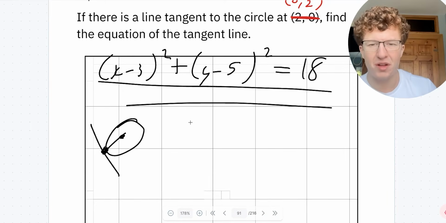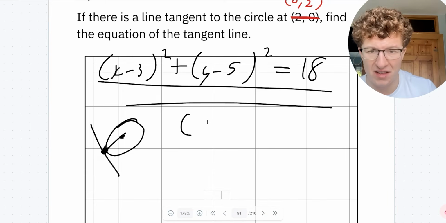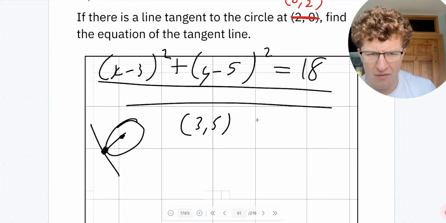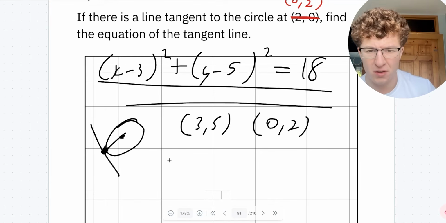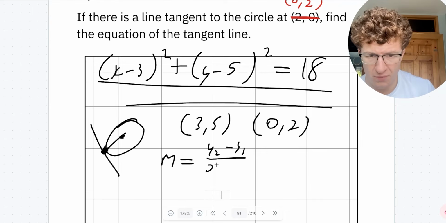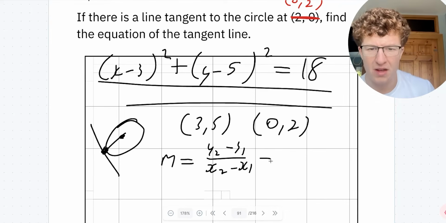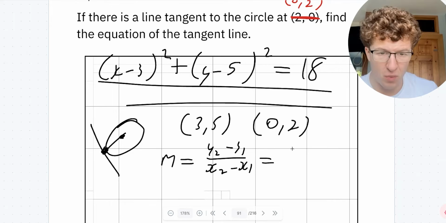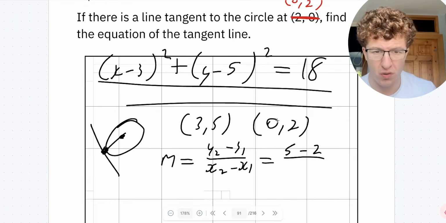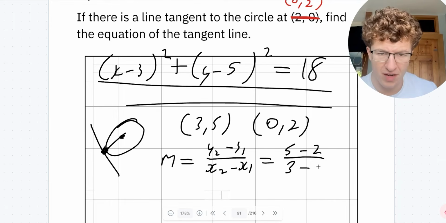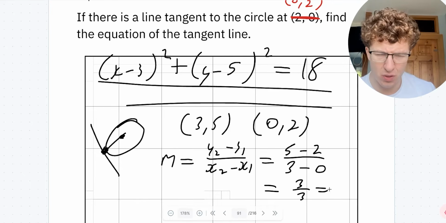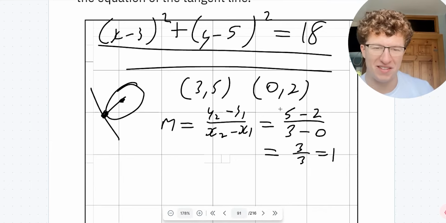So, let's get the slope. We have the center is at 3, 5, and our point is 0, 2. So the slope formula, y2 minus y1 over x2 minus x1. Just fill in then, I'll say y2 is 5 minus 2 over 3 minus 0. So that's going to be 3 over 3, so 1. Coincidentally, the slope is going to be 1.